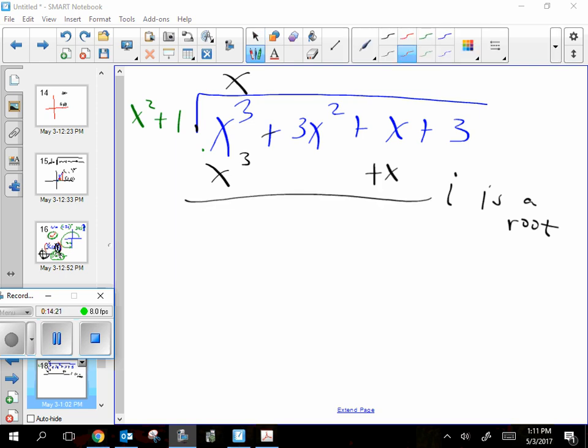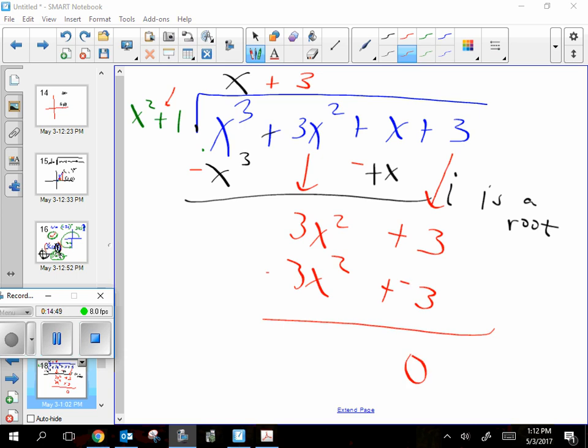Now, if you used a placeholder, that would have made it work out nicer. Remember how you could have put a plus 0x in there? But I'm going to show you how you didn't have to have a placeholder. This becomes opposite, opposite, and then I bring this down, 3x squared, and I bring that down, plus 3. See what I'm saying? And now all I have left is plus 3. 3 times x squared, 3x squared. 3 times 1, 3. Look at that. It all worked out. I have no remainder.